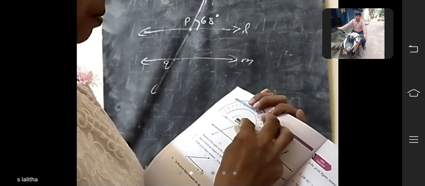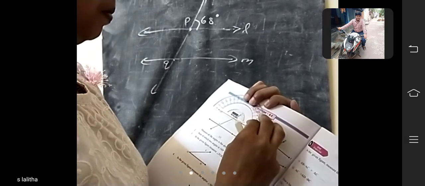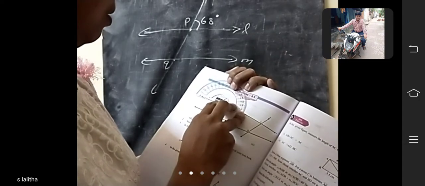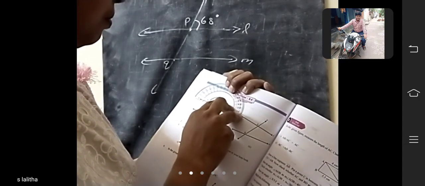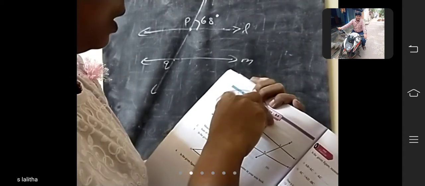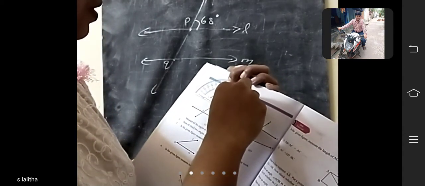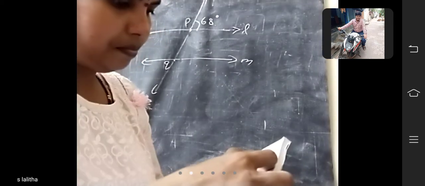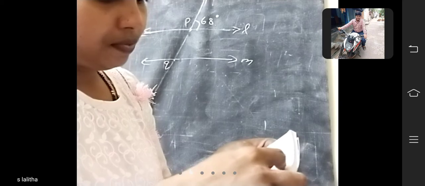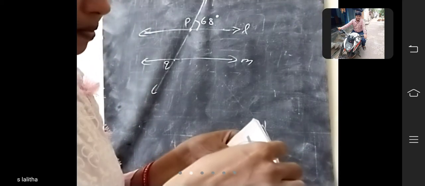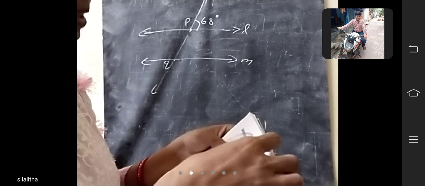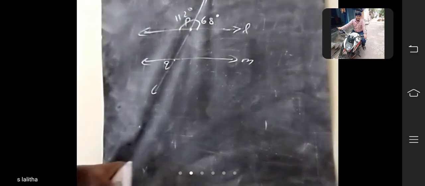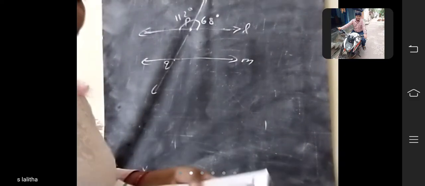Okay. Now this side. Measure this side. So what is the angle here? Now you have to watch the upper scale. How much will it get? 112. 112 degrees you will get. 112 degrees. Okay. Now at Q.